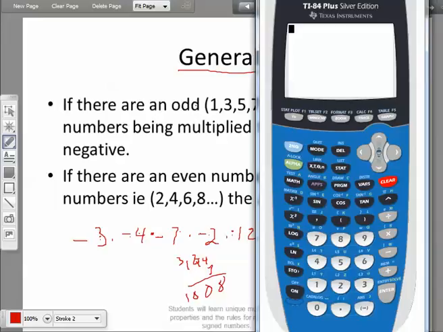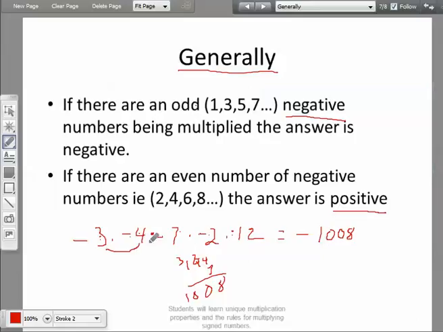Now, do we have to do this in our head? No. That's what these little devices right here are for. Negative 3 times negative 4 times negative 7 times negative 2 times negative 12. Okay, got them all in there, and I hit enter, and it gives me negative 216. Whoops, what did I do wrong here? Let's see here. That's 12.